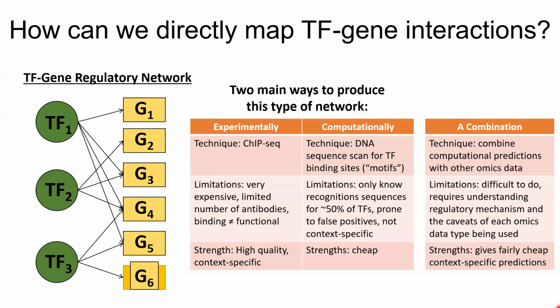So traditionally, in constructing a gene regulatory network, a combination is generally taken where you combine computational predictions, such as those inferred on the right, with other types of omics data, such as gene expression. However, this is still very difficult to do and requires developing a real understanding of the regulatory mechanisms and caveats of different types of omics data.